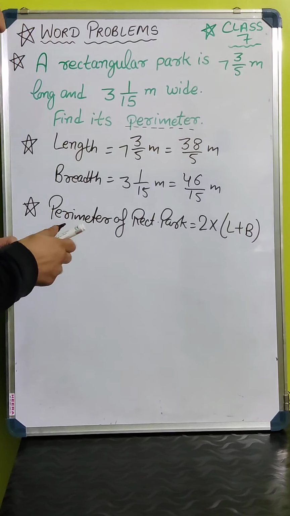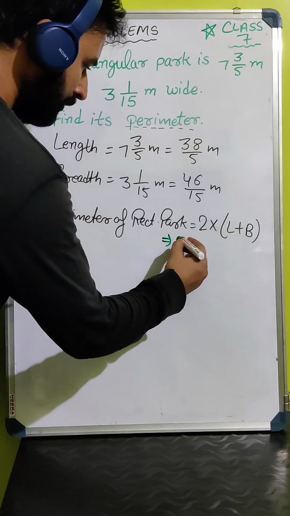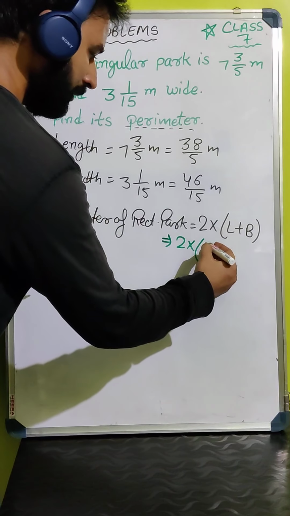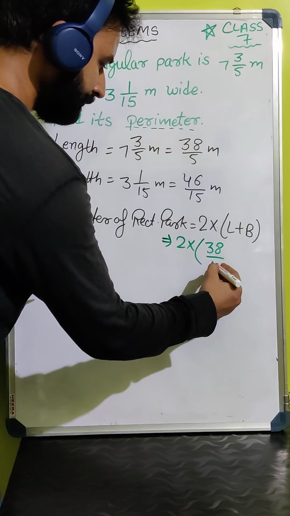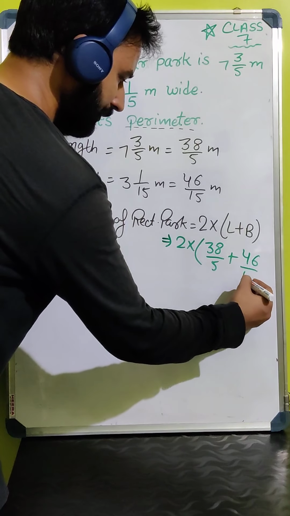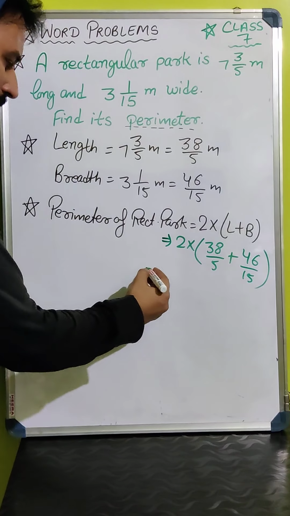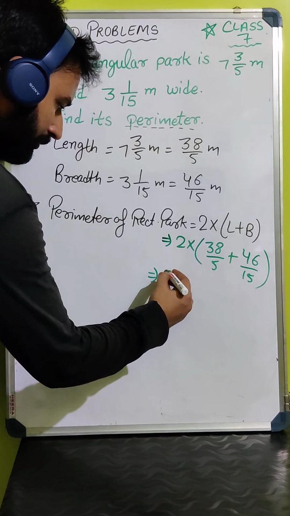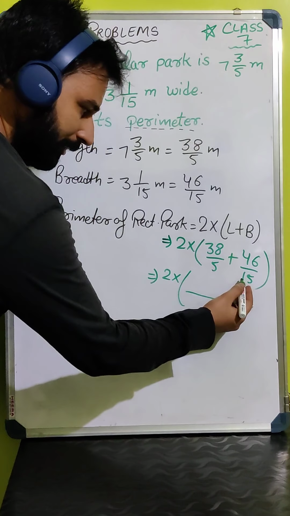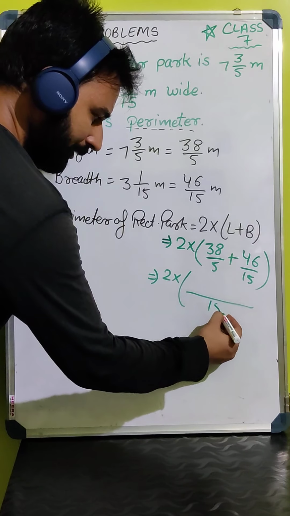Okay, now we have to do the calculations. 2 into, what is the value of L here? That is 38 by 5. What is the value of width here? That is 46 by 15. Okay, now what will you do? First you solve the brackets. Now take the LCM of 5 and 15. It will be 15.